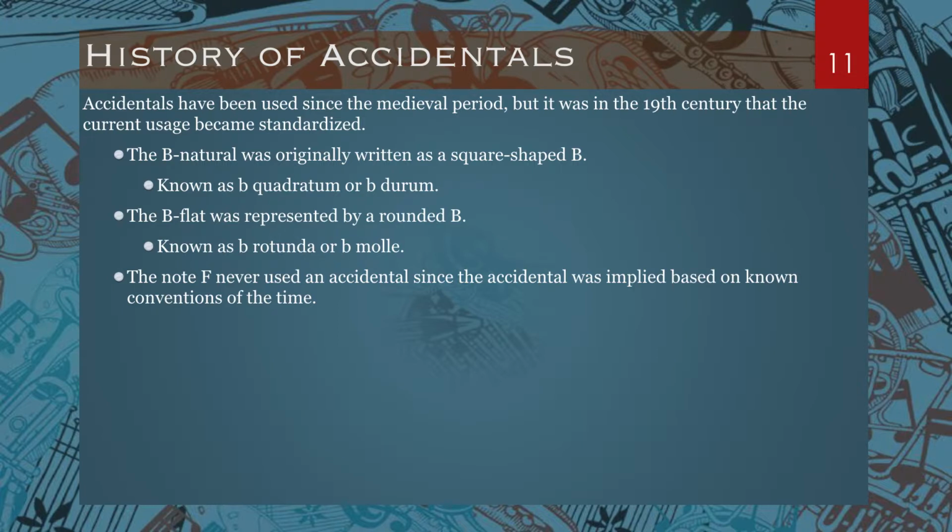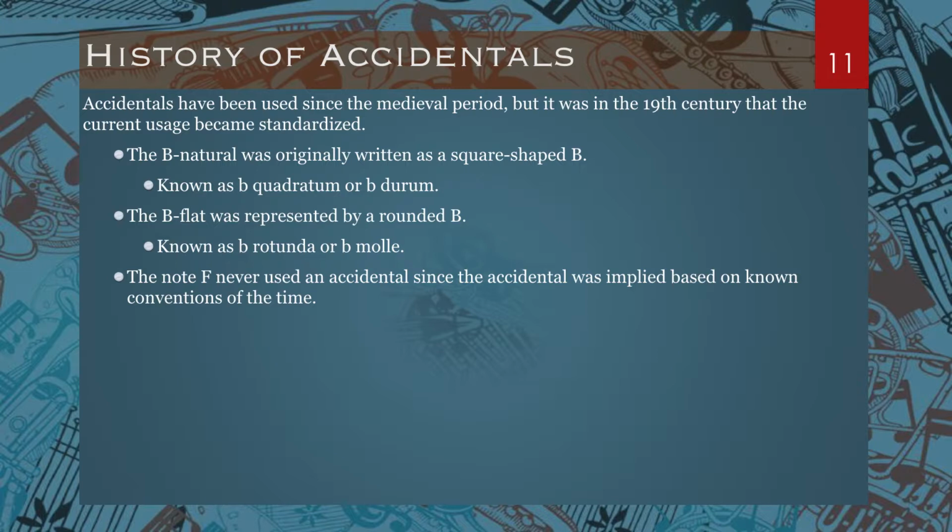It's important to note that accidentals have been in use since the medieval period, way before the creation of our tempered system, but it was in the 19th century that the current usage became standardized. So originally, our B natural was written as a square-shaped B. It was known as P quadratum or B durum. The B flat was represented by a rounded B. It was known as B rotunda or B molle. The note F never used an accidental since the accidental was implied based on known conventions of the time.